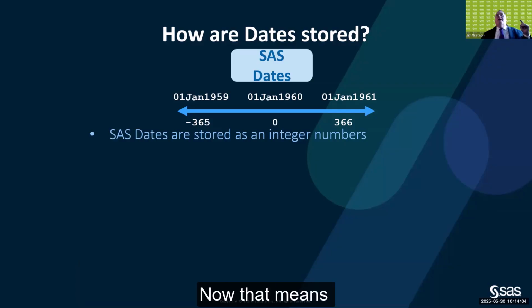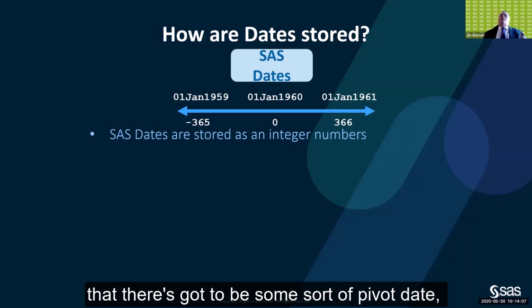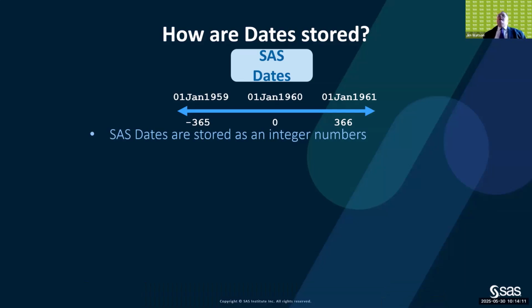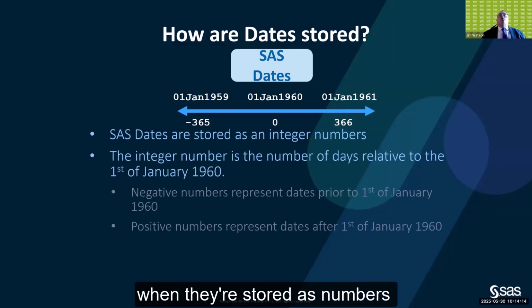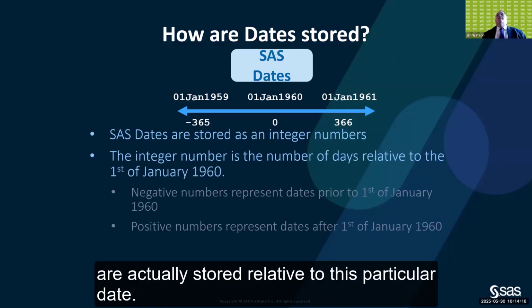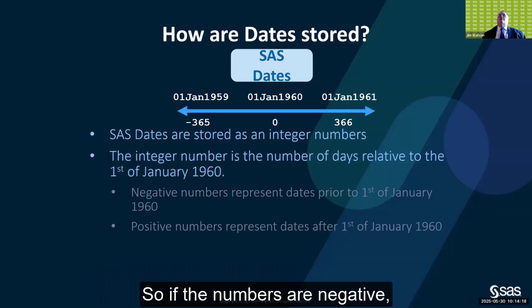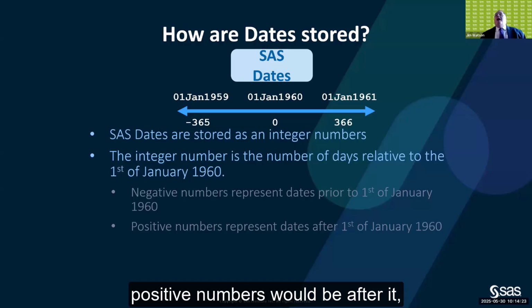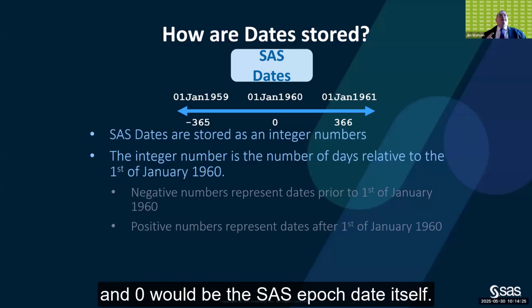Now, that means that there's got to be some sort of pivot date, which we call the SAS epoch. That's the 1st of January 1960. And therefore, all dates, when they're stored as numbers, are actually stored relative to this particular date. So if the numbers are negative, they would be prior to the 1st of January 1960, positive numbers would be after it, and 0 would be the SAS epoch date itself.